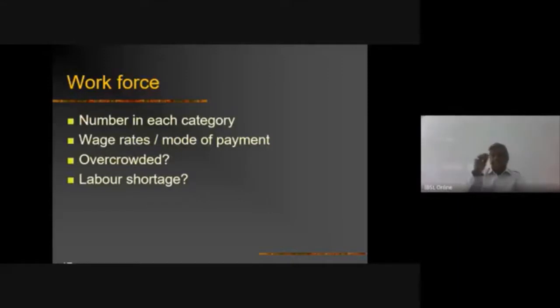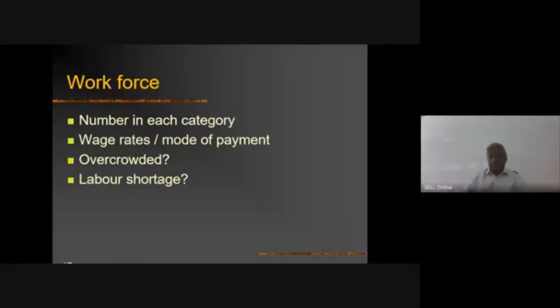Then the wage rate. What is the wage rate? For each category, what is the wage? Then the mode of payment. How are they paid? Whether they are paid monthly, or every two weeks, or weekly, or by day, or no payment at all. Sometimes, yes. So you must find out what is the mode of payment.